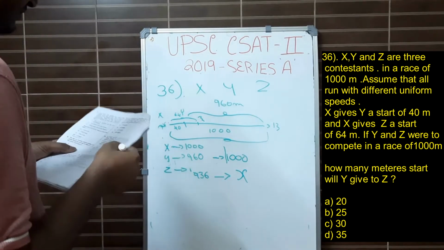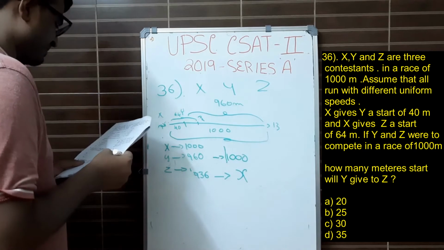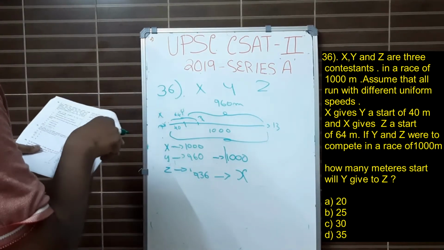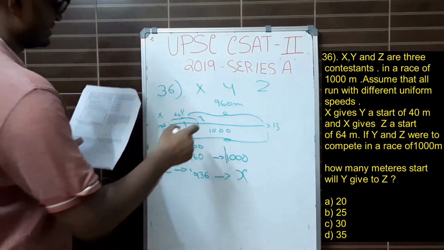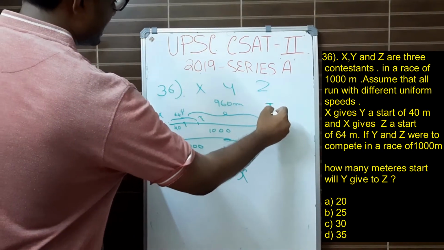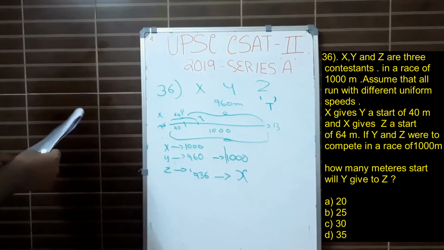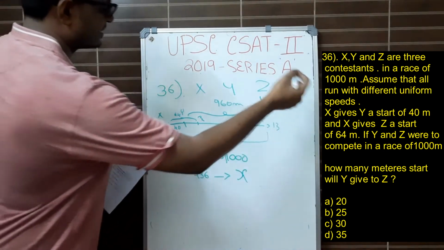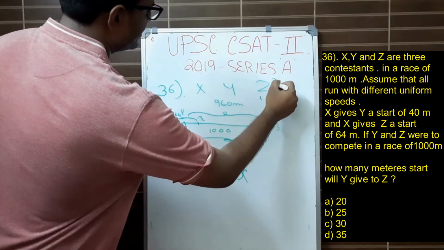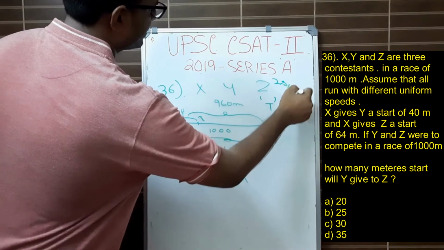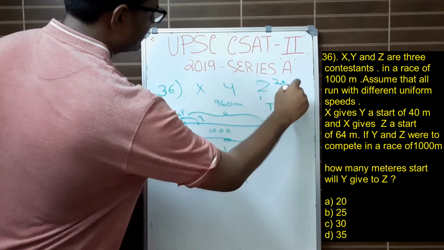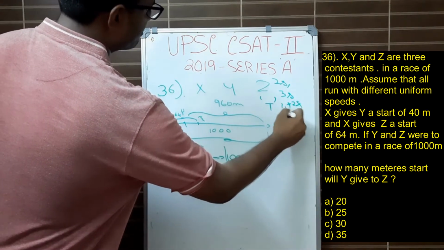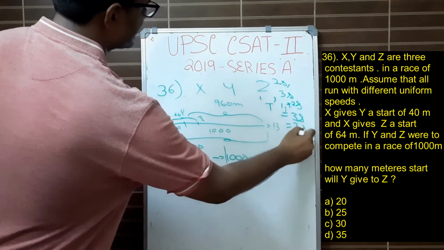See, initially in the question, if you see the second sentence, they say assume that all run with different uniform speeds. This is not exactly the speed at which they run. They are saying that they will reach 1000 meters at the same time. This is a very important statement. All run with uniform speed is in the sense that, say, X can complete the race in 2 seconds, and Z can run in say 3 seconds. X will start after 1 second, and then he will take 2 seconds again, and both of them will complete the race at 3 seconds.